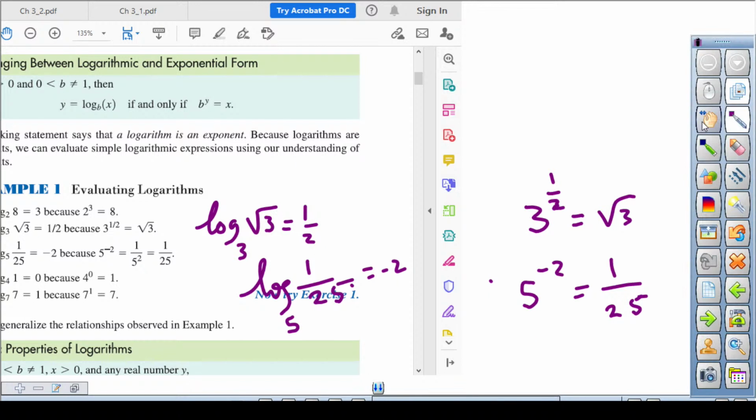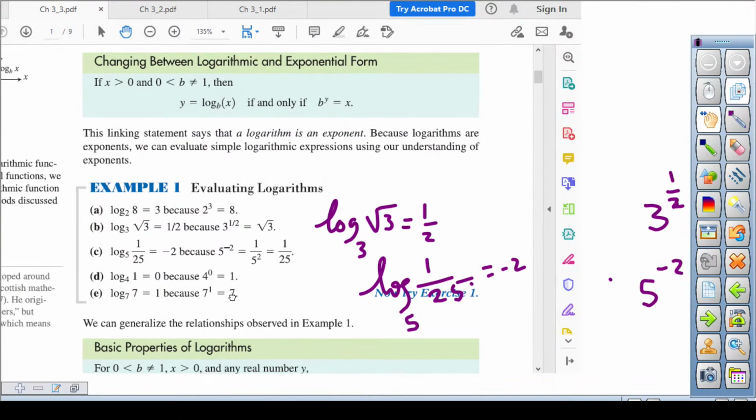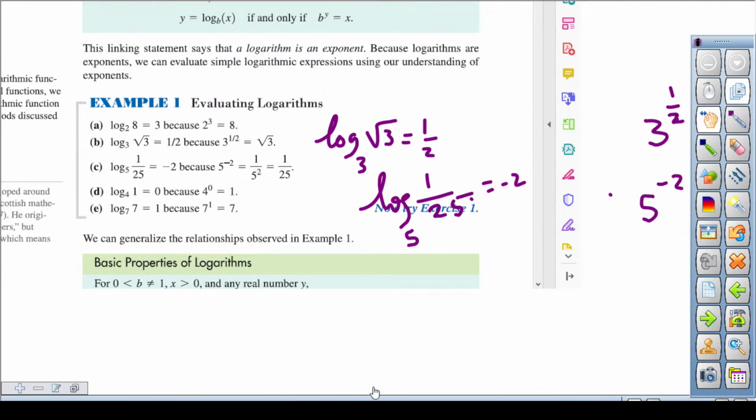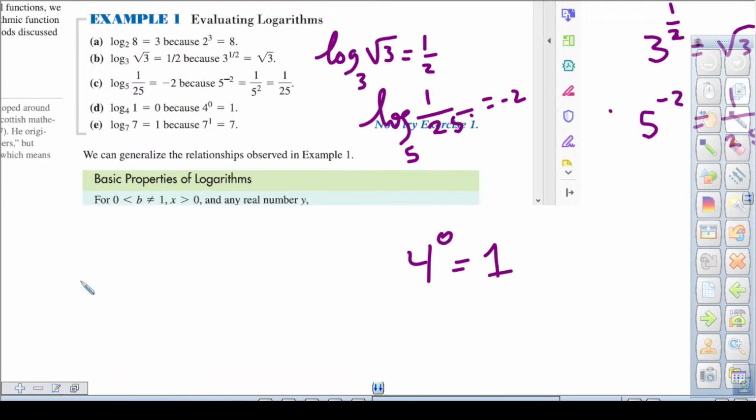They also wanted us to know a couple other things. For example, when you raise something to the 0 power, does anybody know how much is that? If I said, for example, 4 to the 0, that's going to equal 1. How do you write this in log format? What's the base? Log base what? Base 4, and then you raise the 4 to what power? 0 will give you the answer, which is 1 over here. Okay? Just follow the loop.